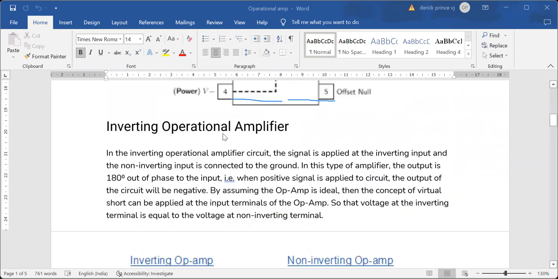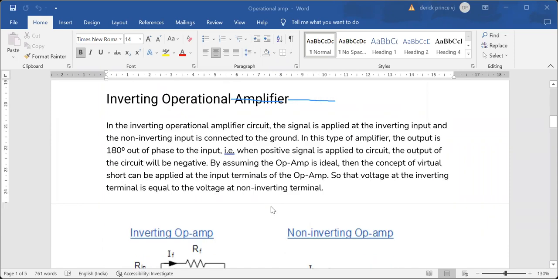The first type is called the inverting operational amplifier. In the inverting operational amplifier, the signal is applied at the inverting input, and the non-inverting input is connected to the ground. In this type of amplifier, the output is 180 degrees out of phase with the input. What do you mean by this? I'll scroll down.